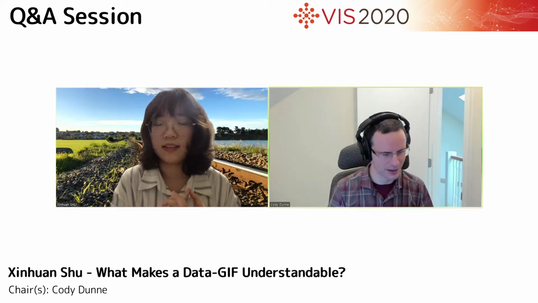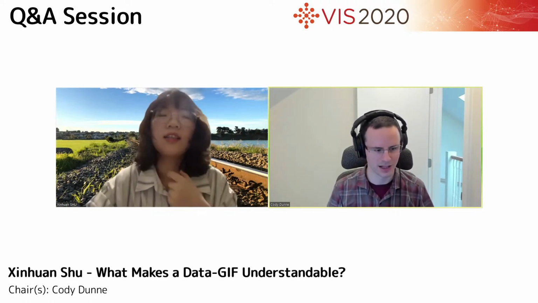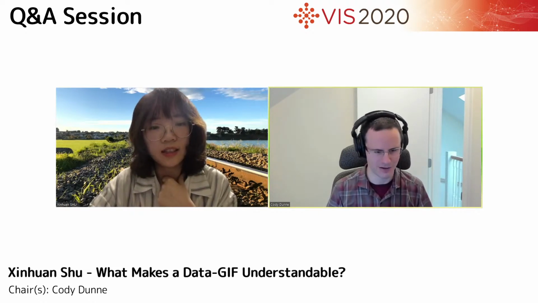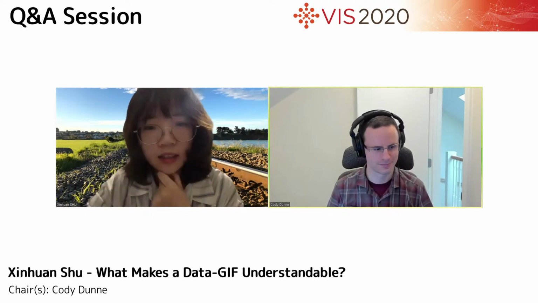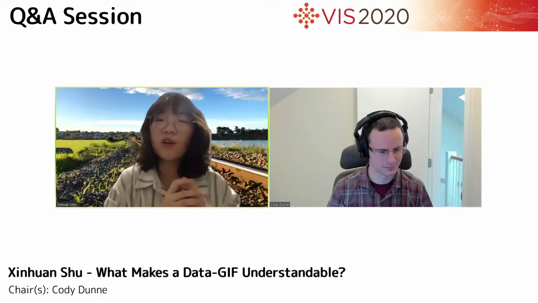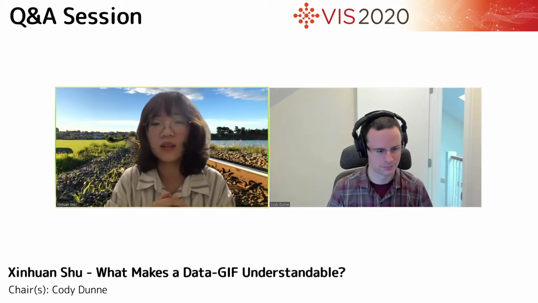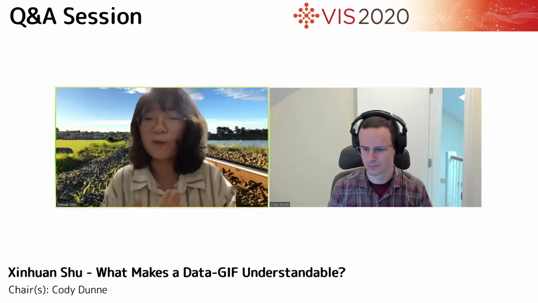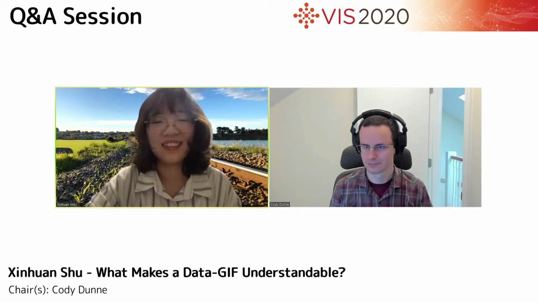The next question we have is from Matthew Bremer. He says, looped animations are typical on Instagram, and news graphic teams often have platform-specific style guides. Did your corpus draw from Instagram? Currently, our GIFs are collected from Twitter and Google image search, not from Instagram. But I think it's a good suggestion that we can look for more examples from Instagram. Thanks.